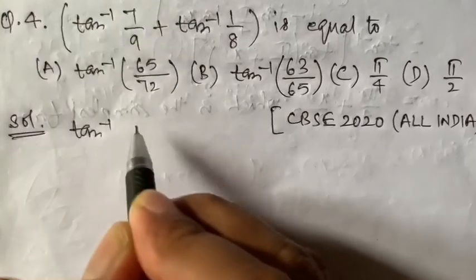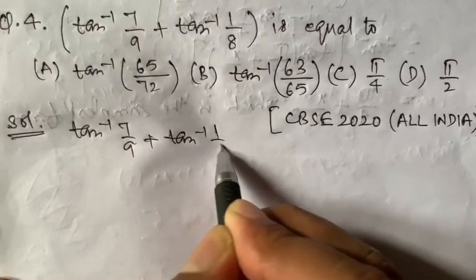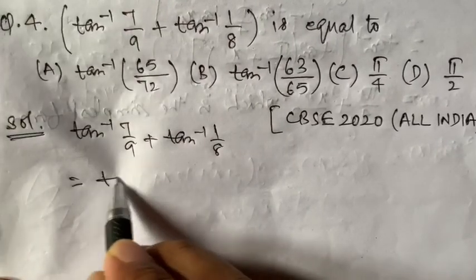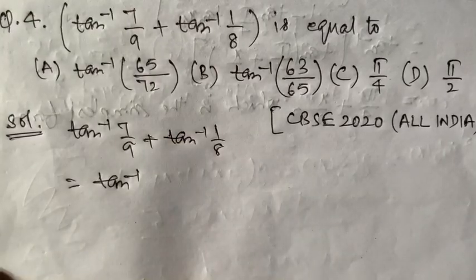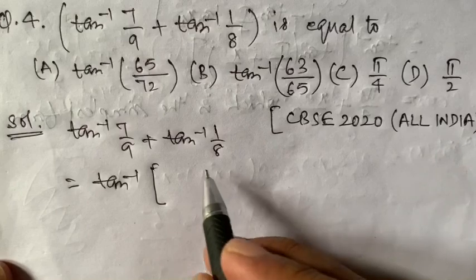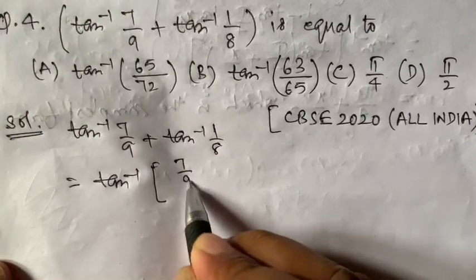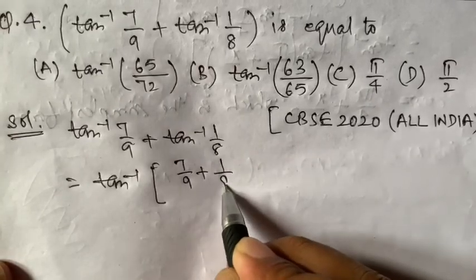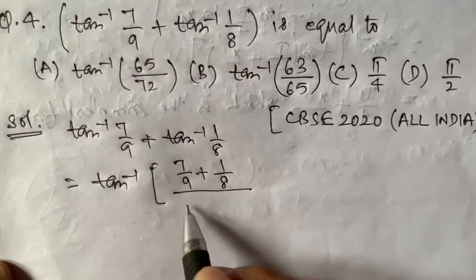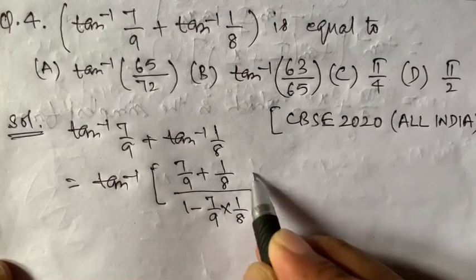Tan inverse of 7 by 9 plus tan inverse of 1 by 8. We will use the formula for tan inverse of x plus tan inverse of y. What is the formula for that? You all have remembered it. It is tan inverse of x plus y upon 1 minus xy, that is 7 by 9 plus 1 by 8 upon 1 minus 7 by 9 into 1 by 8.